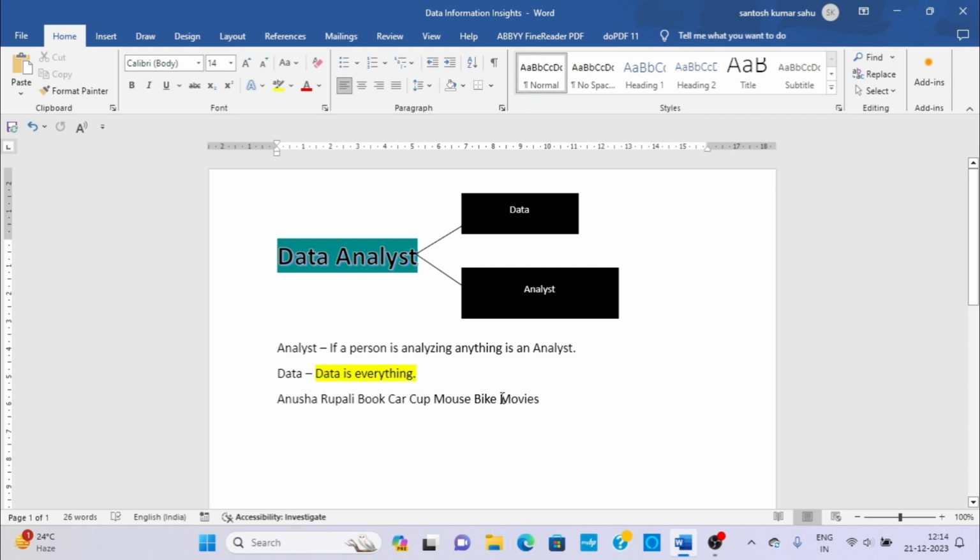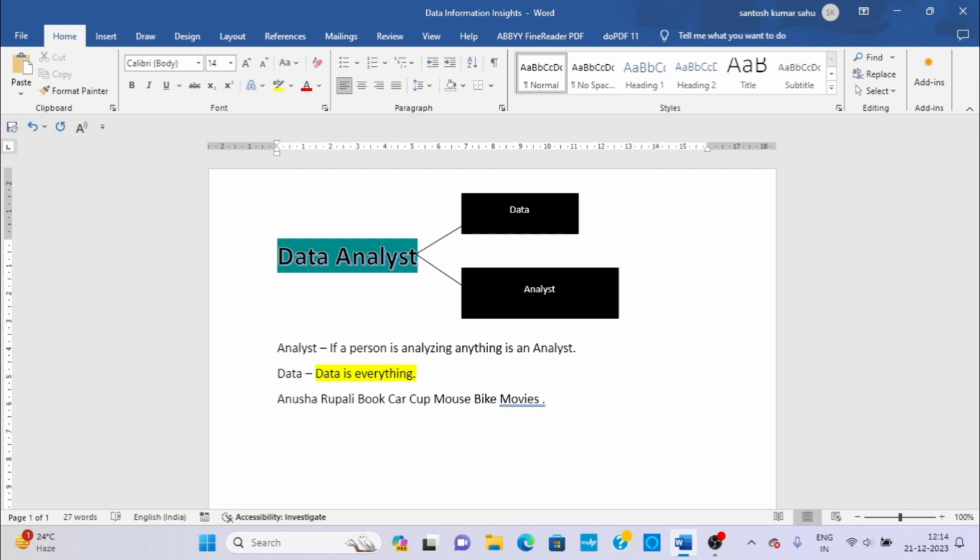Similarly, here I am writing some examples. What is data? Anusa, Rupali, book, car, cup, mouse, bike, movies. Each and every single word is data, either it's a name or an object. But you see, we didn't find any meaningful information in whatever data I have written here.